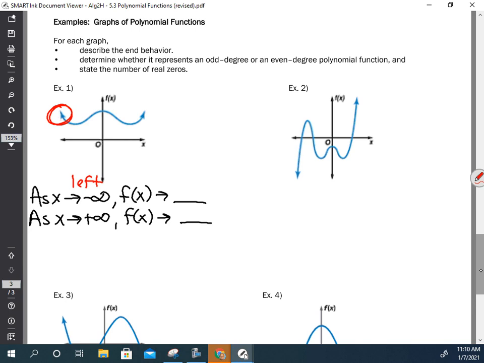It's pointing up. Since it's pointing up, that's positive infinity. Up means positive infinity. Now we do the same thing on the right-hand side. What is it doing on the right-hand side? Pointing up. So that's also positive infinity. So there's the end behavior. Any questions before we continue?